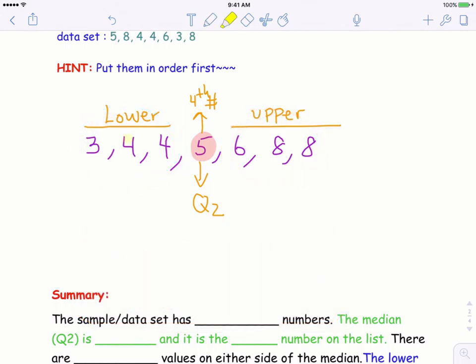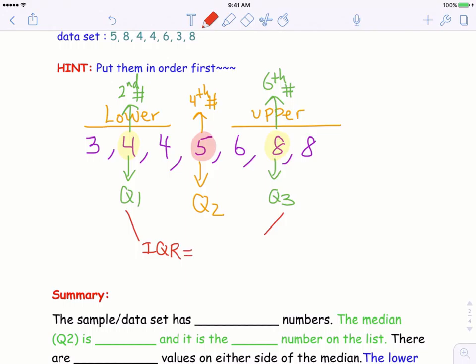So the lower quartile is 4, and it is the 2nd number on the list. The upper quartile is 8, and it is the 6th number on the list. The IQR is the difference of Q3 and Q1, so it is 8 minus 4, which equals 4.